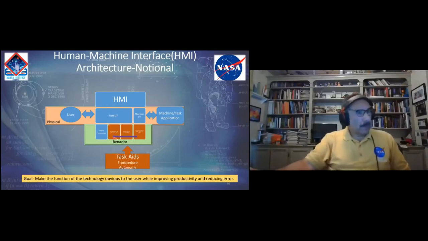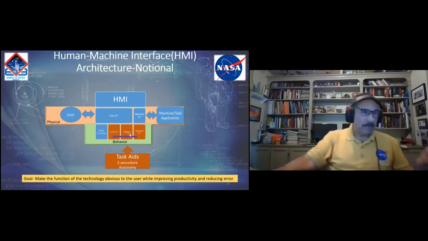And then this portion right here is the behavior, which is mostly in software. To some extent, it can be in hardware. But you got the display presentation. How are you displaying the information to the user? The control interface. How are you controlling the display of information?